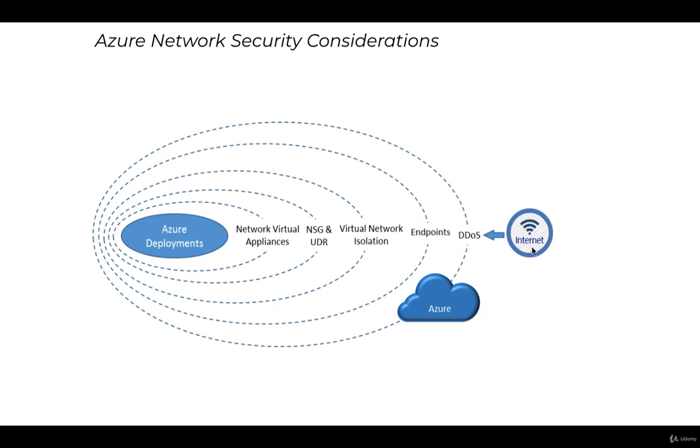Let's say the traffic is coming from the internet to your various VMs or web apps. There is a service for DDoS protection. We have to protect against attacks such as SQL injection and DDoS, distributed denial of service attacks. We can use the DDoS service in Azure. We'll have a subsequent lecture on each of the services, so don't worry about that.